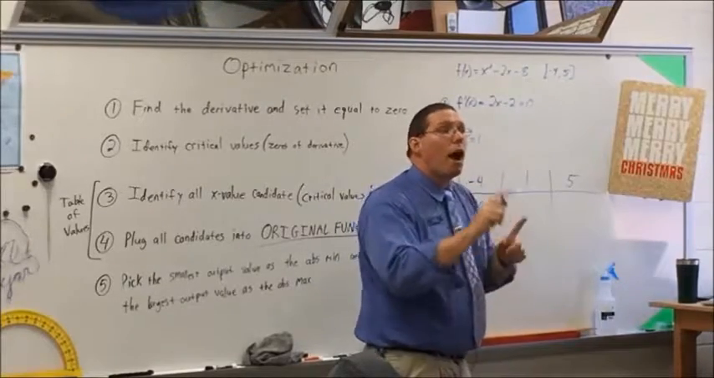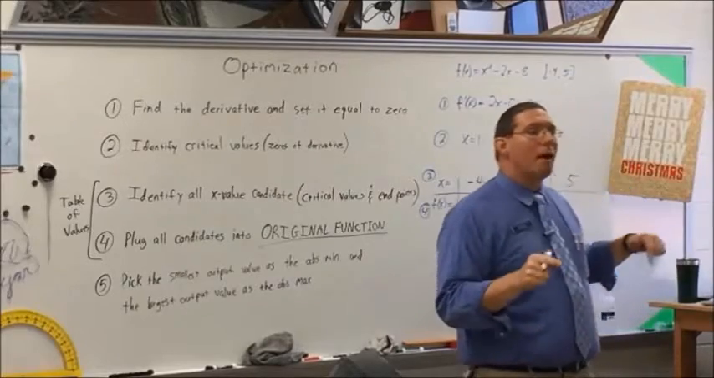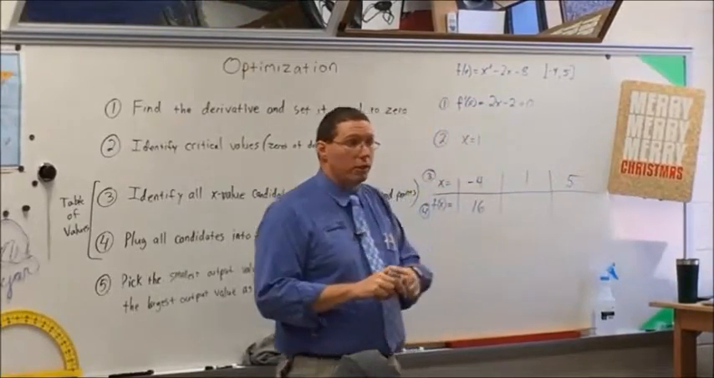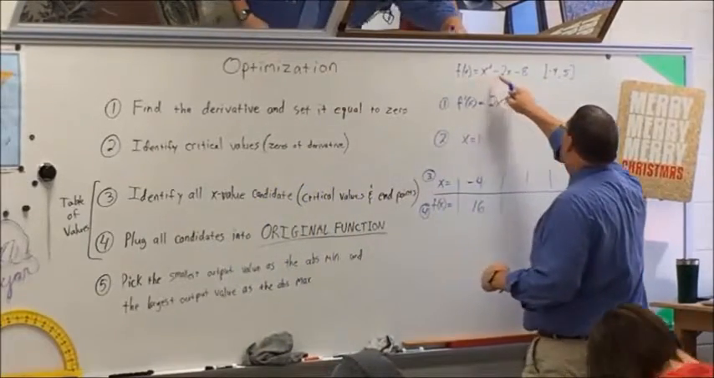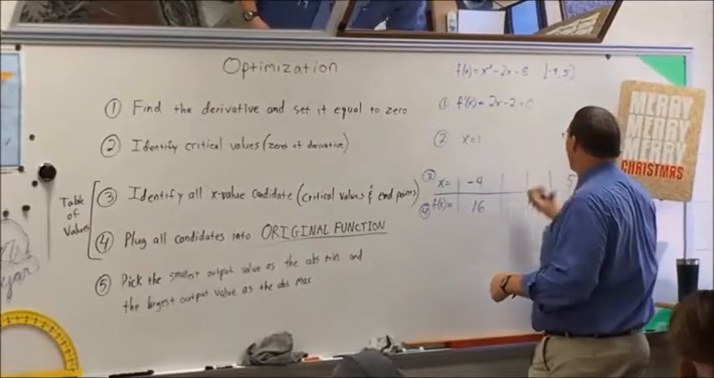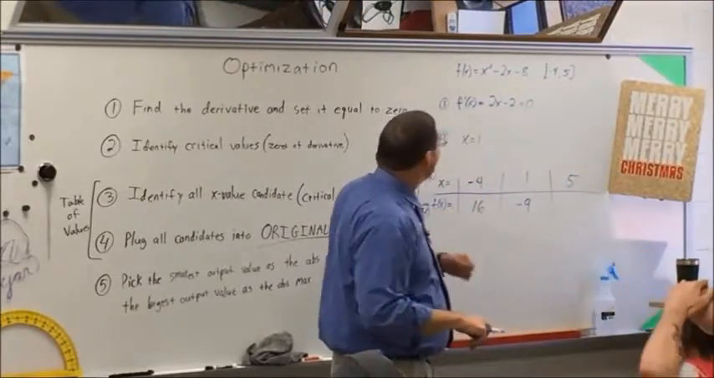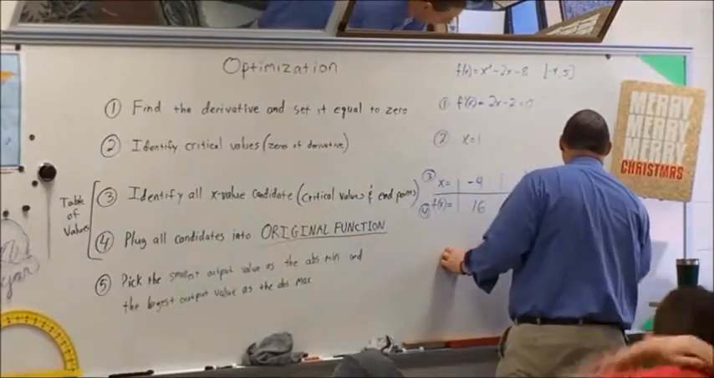If I plug in a 1, what do I get? I don't think it's 0. If I plug 1 into the derivative, I get 0. But I'm not plugging 1 into the derivative. I'm plugging 1 into the original function. Negative 9, that's correct. 1 squared is 1, minus 2 is negative 1, minus 8 is negative 9. Now, if I plug 5 into the original function, I get 7. And so I'm now done with step 4.